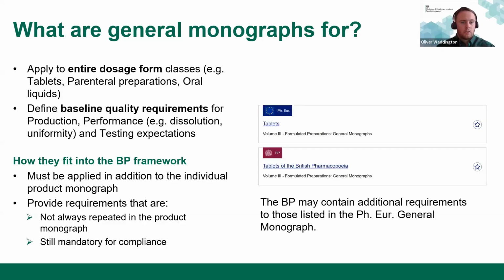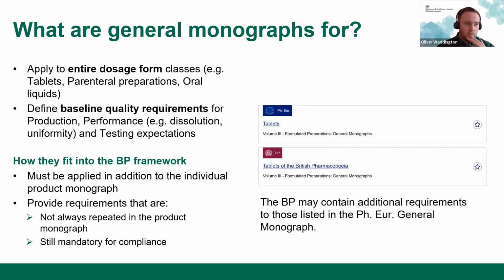So how do they fit into the BP framework? Well, general monographs must be applied in addition to the product monograph. So they include requirements that are not always repeated. If product monographs were to repeat these conditions, they would just be incredibly long and not user-friendly at all. So instead, these are all included in the general monographs, which are then referenced within the product monographs. But it's important to note that these are still mandatory for compliance.